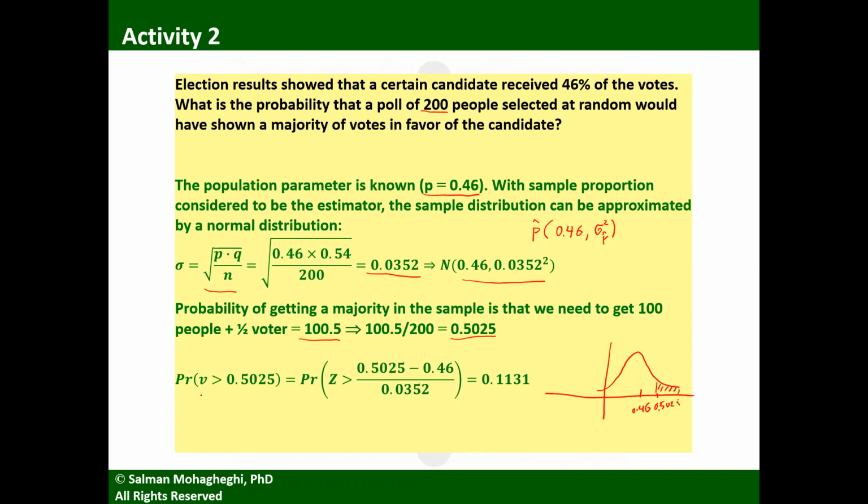So what is this probability? Probability that voter ratio in that sample is greater than 50% is the probability that the standard variable is greater than 50% minus the mean divided by the standard deviation, which is 11%. These two examples should hopefully allow you to kind of make a comparison between the population parameter and what you may get from a sample statistic.